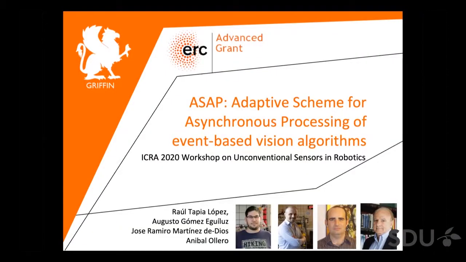Hello everyone. In this talk, I'm going to present ASAP, which is an adaptive scheme for asynchronous processing of event-based vision algorithms. This work has been developed by the GRVC Robotics Laboratory of the University of Seville in the context of the Griffin ERC Advanced Grant Project by Raul Tapia, José Ramiro Martínez de Dios, Aníbal Ollero, and myself, Augusto Gomez-Eguiluz.